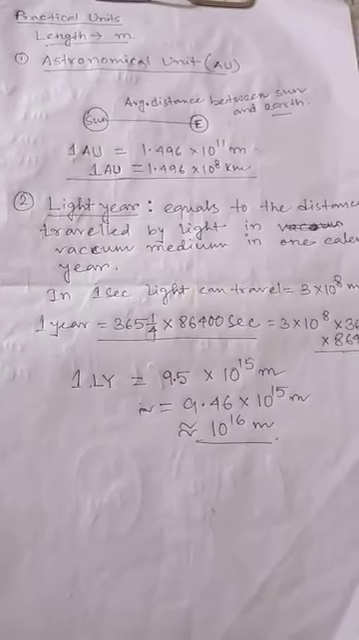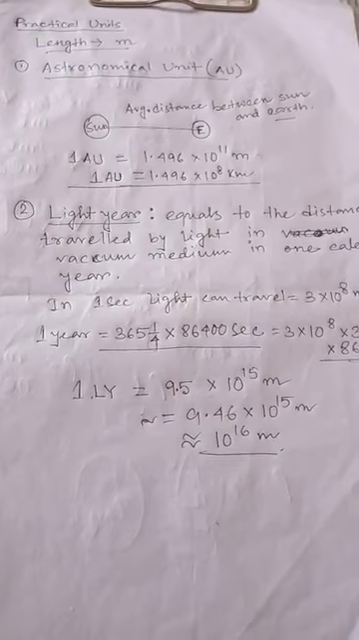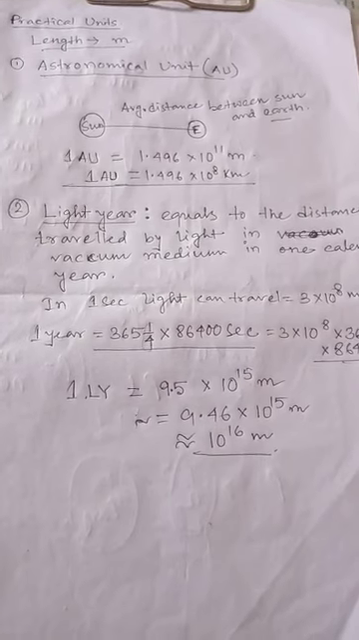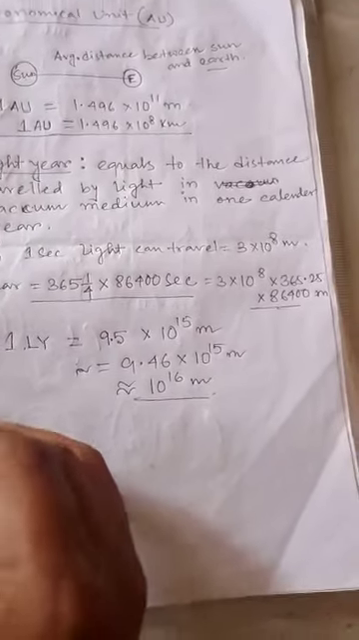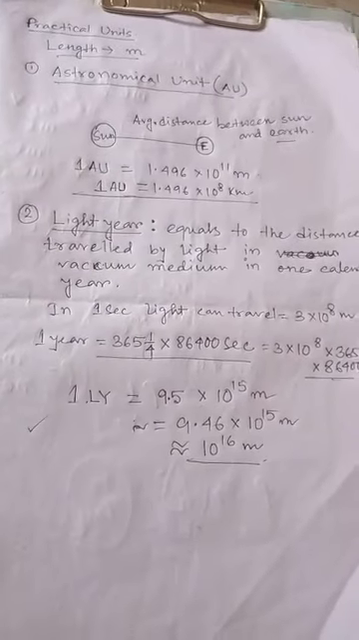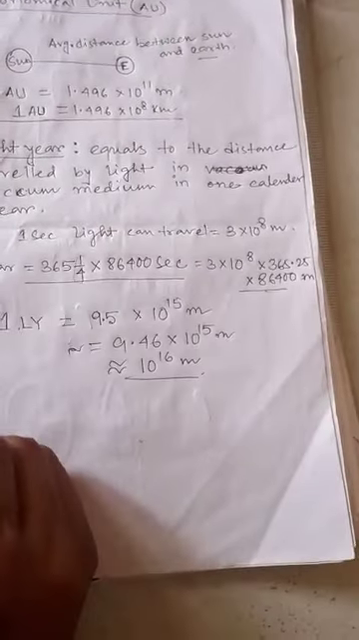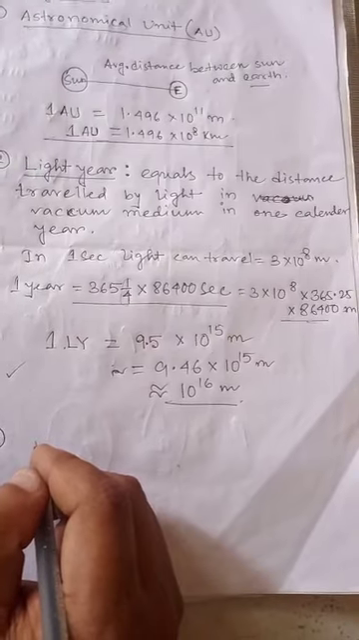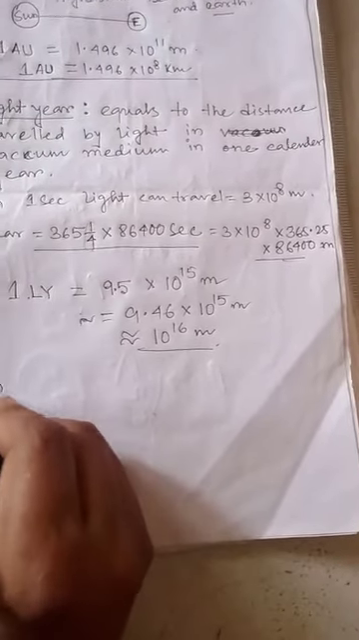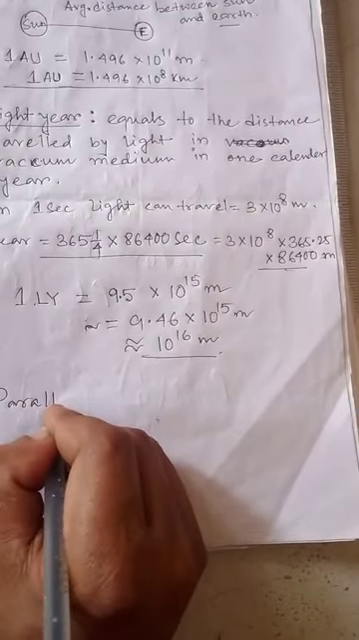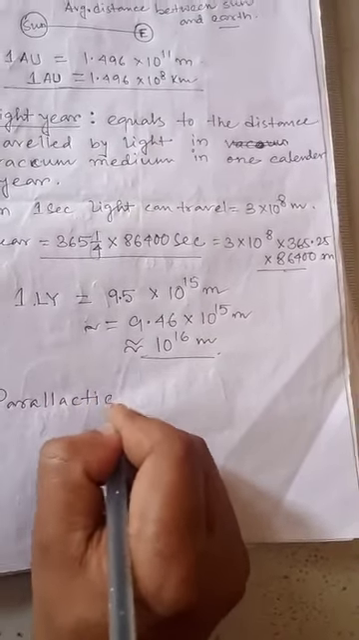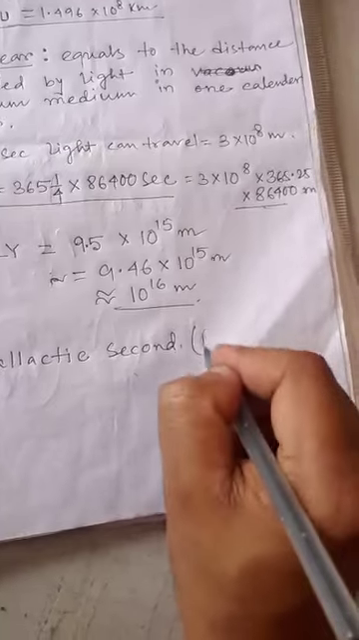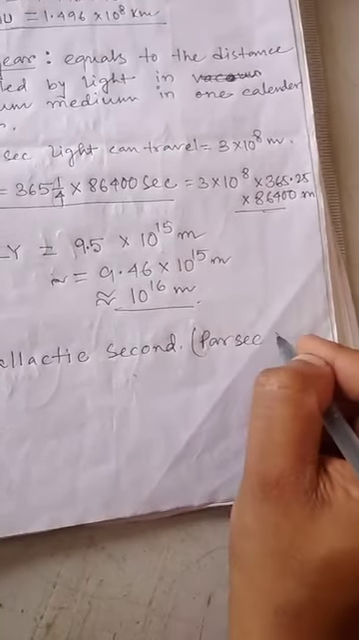So when we measure a much bigger distance, from earth to any other stars, this is much more distance, so we find it using the light year unit. Another unit is parsec. What is parsec? The full form of parsec is parallactic second, and it is defined as parsec or PC.